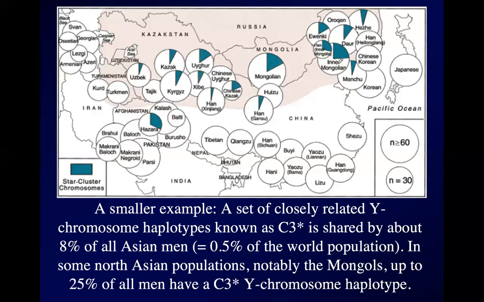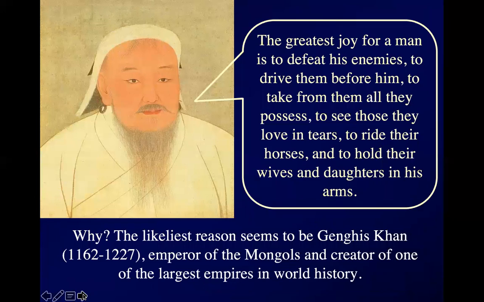So all of these people have the same great great great great great grandpa, which raises the question of who great great great grandpa actually was. And based on some estimates of how old this haplotype is, looking at mutation rates, he's been identified. The likeliest reason why 25% of the male population of parts of Mongolia have the same Y chromosome seems to be that they are all descended from a man named Genghis Khan. Genghis Khan was the creator of one of the largest empires in world history. He was the emperor of the Mongols.